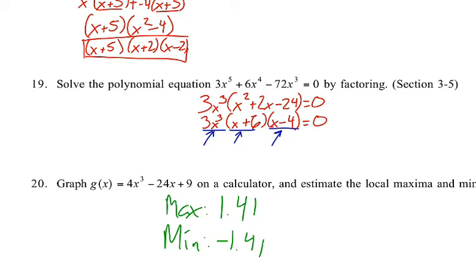So what makes the first term equal to 0? That would be x equals 0. What makes x plus 6 equal to 0? That's x equals negative 6. And what makes x minus 4 equal to 0? That's x equals positive 4. So we have three answers. x equals 0, x equals negative 6, and x equals positive 4.